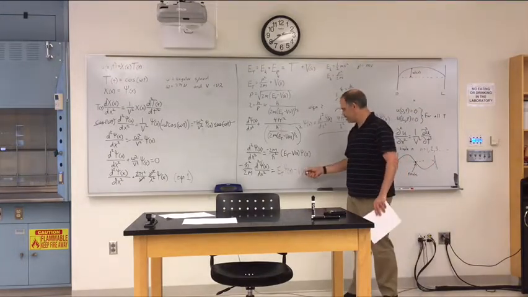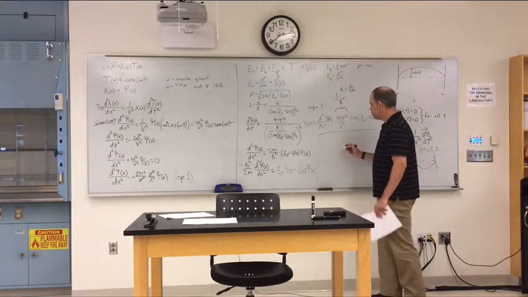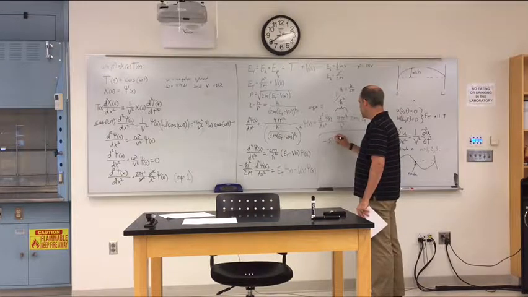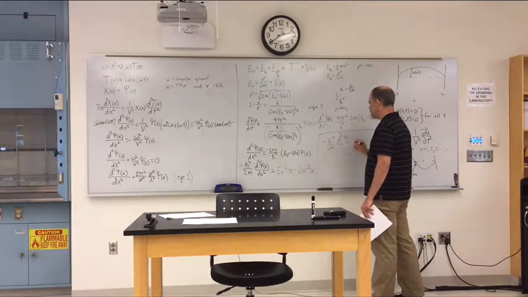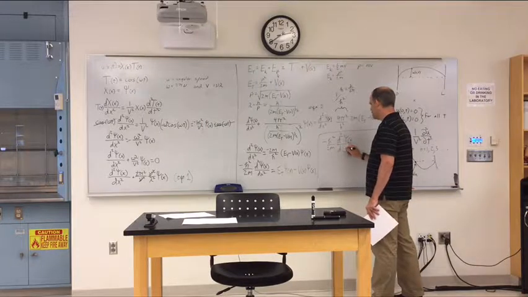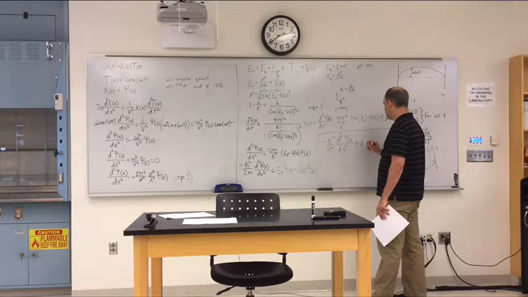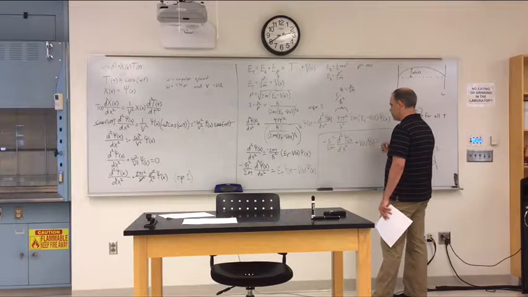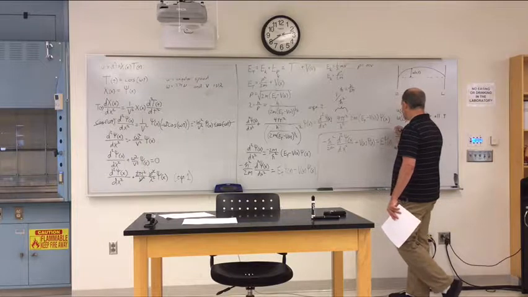This is moving the potential energy over to the left-hand side. So that gives us negative h bar squared over 2m d squared psi of x dx squared plus V of x psi of x to equal E psi of x.